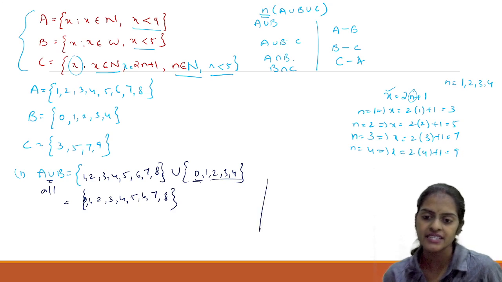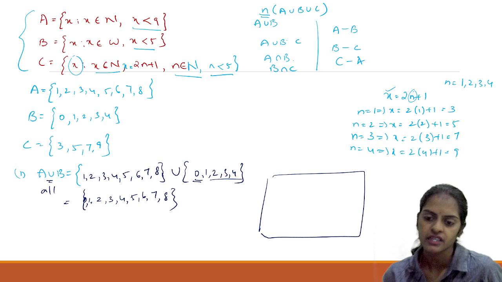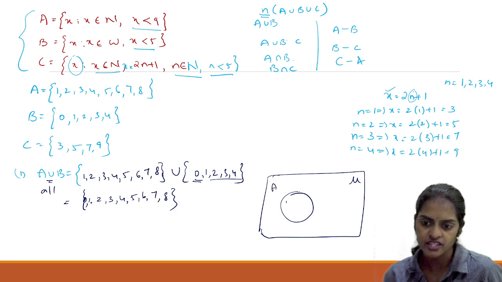If you have to represent it as Venn diagram, how do you do? First, you draw a rectangle. This represents the universal set. Then you have set A, which is 1, 2, 3, 4, 5, 6, 7, 8, 9. Then you have set B.